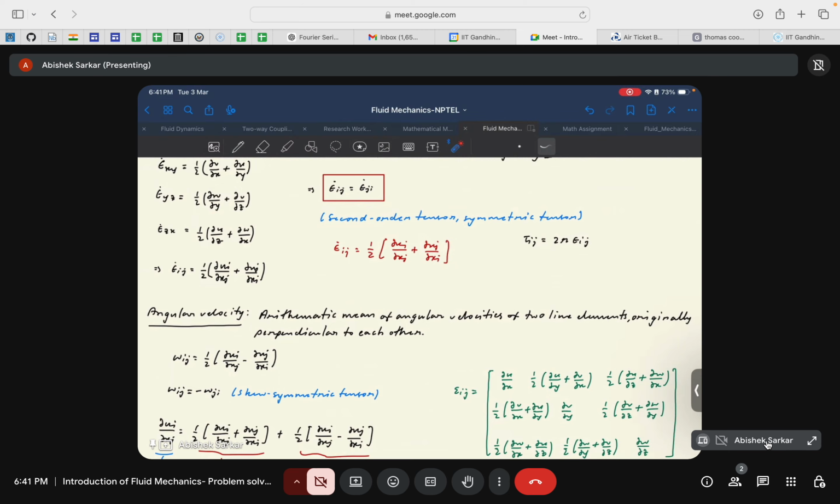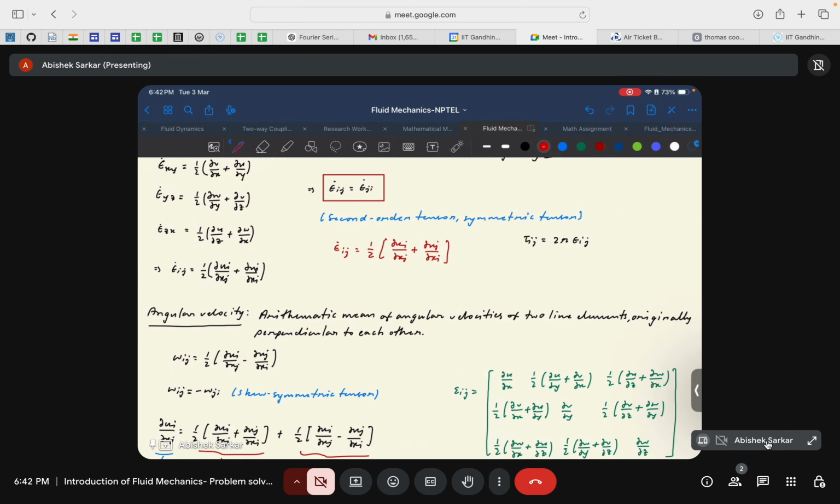Okay, just an interchange of these coordinates. And the standard way, in index notation, for this particular thing can be given as something like this, where epsilon ij dot gives us the strain rate tensor, which is half times (∂ui/∂xj + ∂uj/∂xi). So i and j just tell us these are two different components.